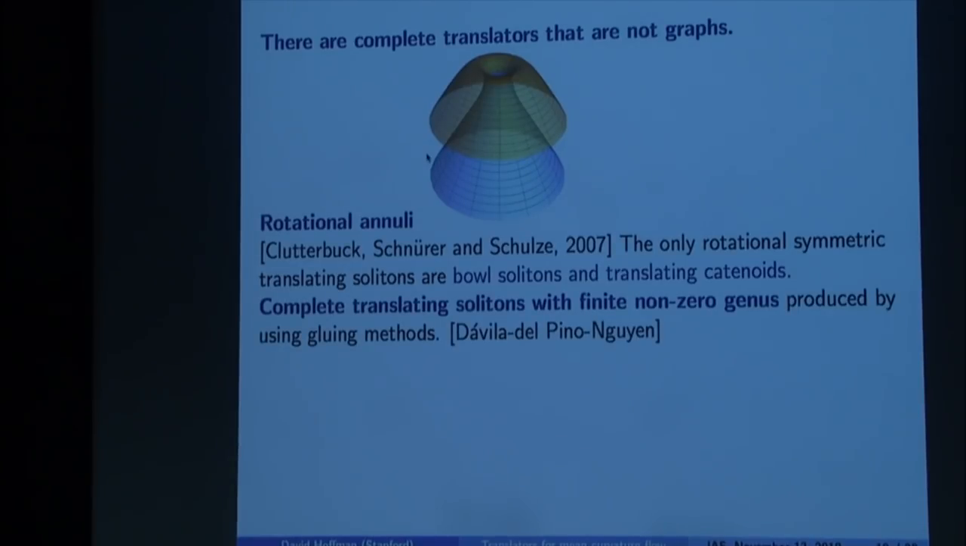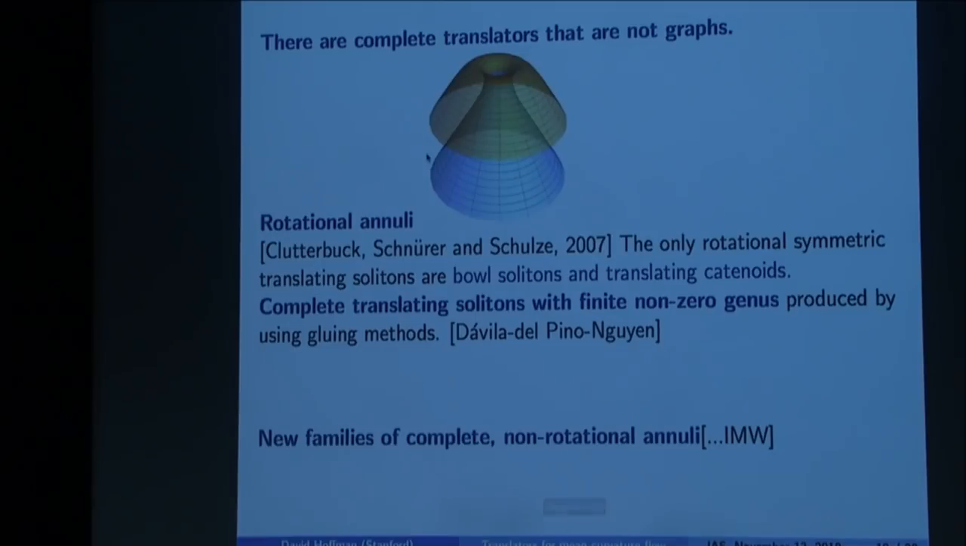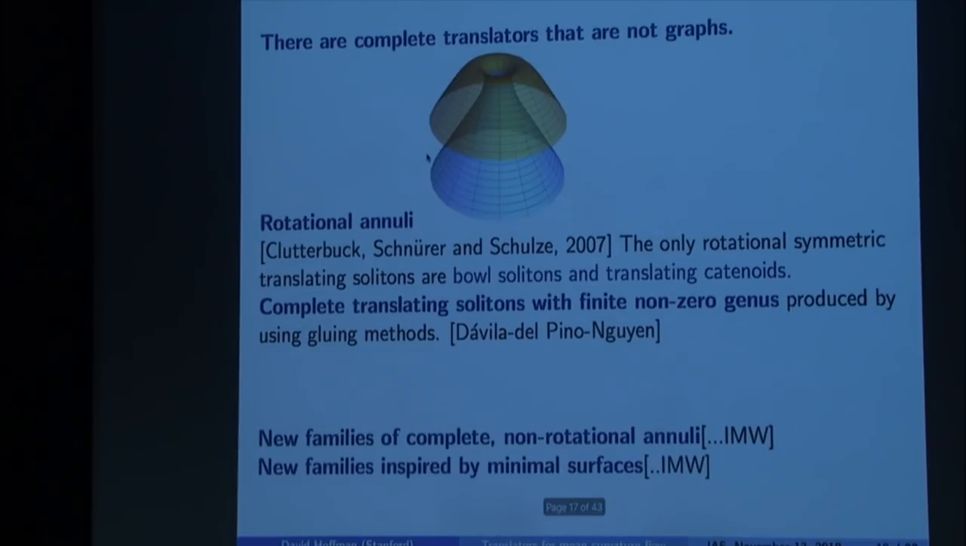There's a relatively recent paper modeled on Costa surfaces and its extensions, using gluing methods or desingularizations to get complete translating solitons with finite non-zero genus. And if I'm lucky, I'll survive long enough to tell you about new families of non-rotational annuli. Probably not. But I will survive long enough to tell you about new families inspired by classical minimal surfaces.